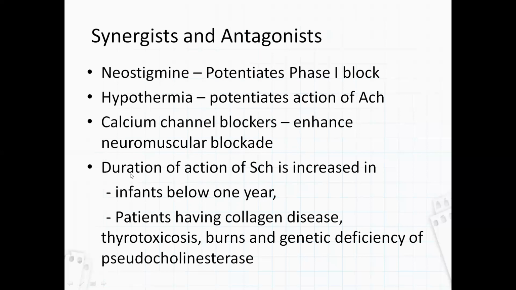And the duration of action of succinylcholine is increased in infants below 1 year and in patients having any collagen disease, thyrotoxicosis, burns, and genetic deficiency of pseudocholinesterase, like the atypical pseudocholinesterase.